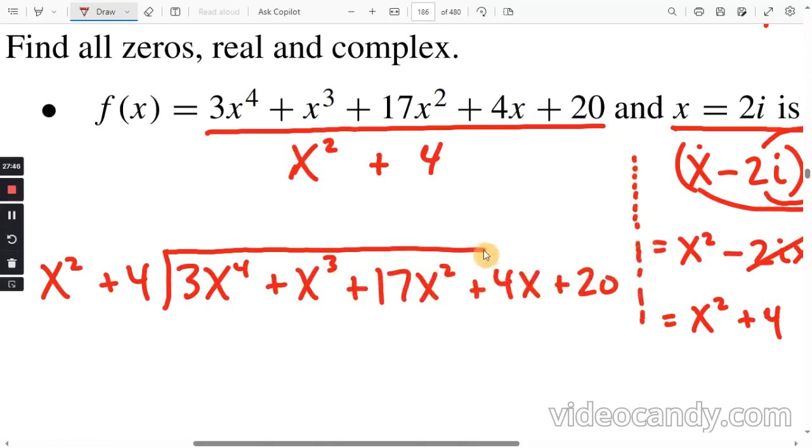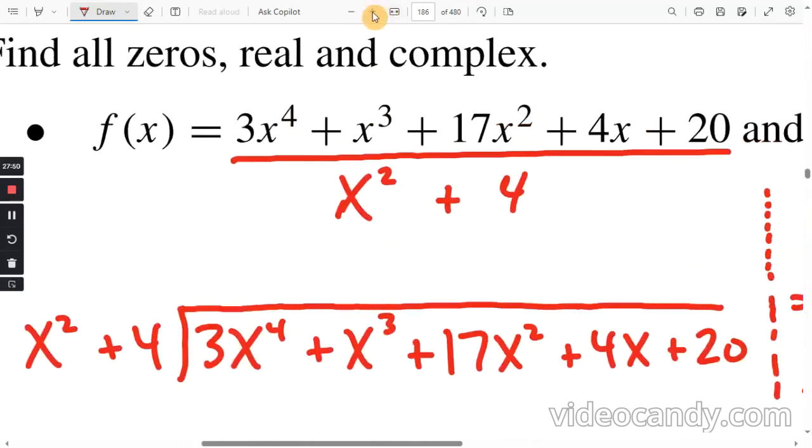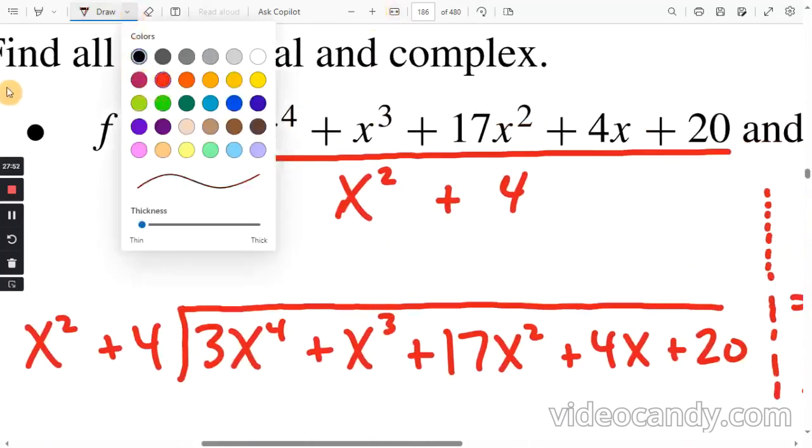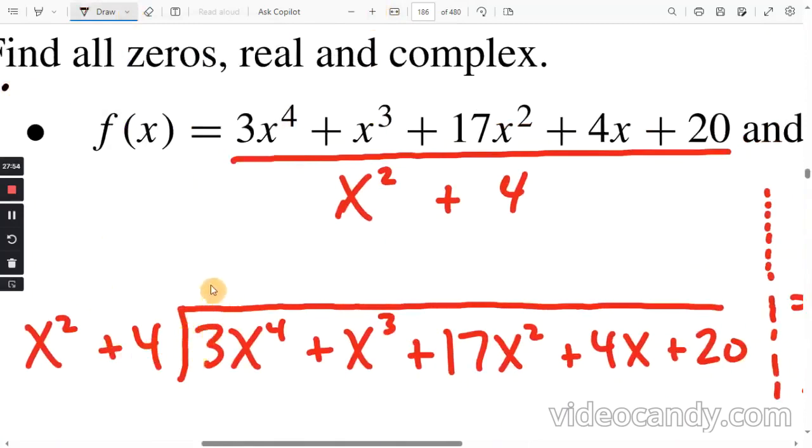All right, so we're just doing the long division now. Okay, so what times x squared gives us 3x to the 4th? Or should I say 3x to the 4th divided by x squared? That's just 3x squared. All right, distribute. 3x squared times x squared is 3x to the 4th. 3x squared times 4 is positive.